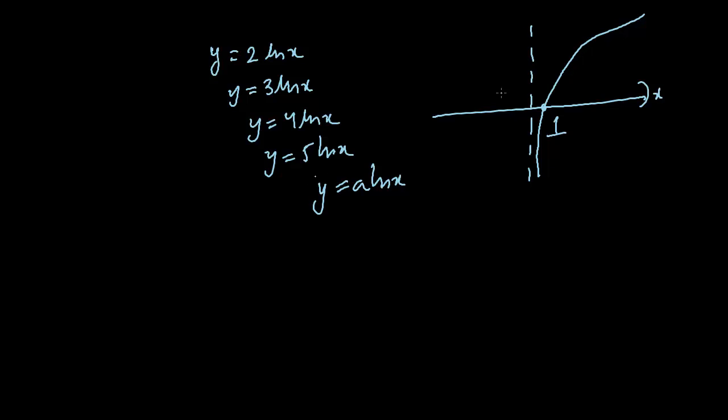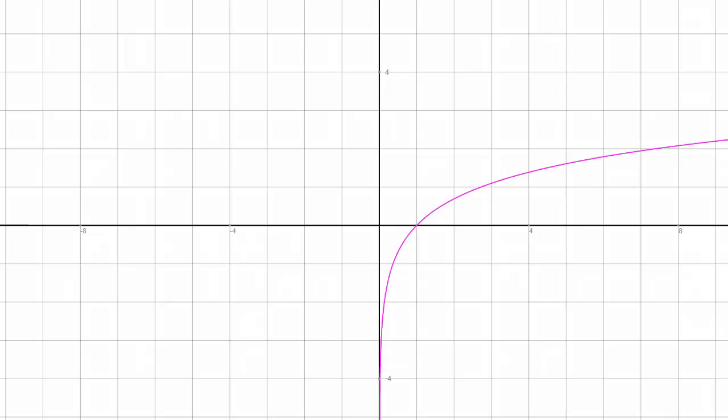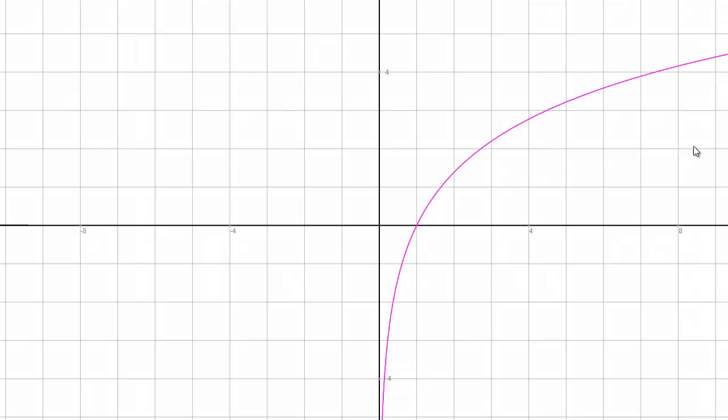So let me show you here. What you need to pay attention to over here is the point here. This is 1. It passes through 1 and it is parallel to the y-axis. If I write 2 over here, this is 2 ln x. Now notice it is still passing through the point 1. It is still parallel to the asymptote, the y-axis, x equals 0. But the shape has changed a little bit.